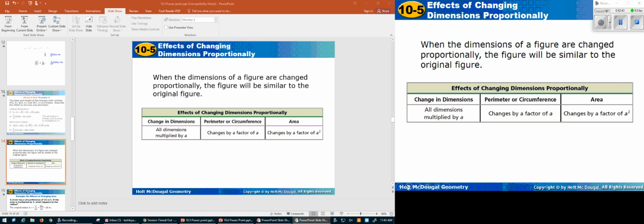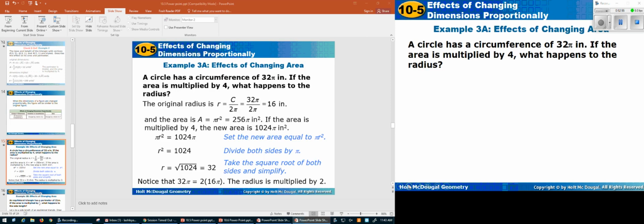Okay, so here's the chart in your notes, but it did not have what happens when you change only one dimension. So make sure that you've added the very first thing I wrote on the board over there. It only has what happens when you change all the dimensions. Okay, so here's one where let's see if we can work it.